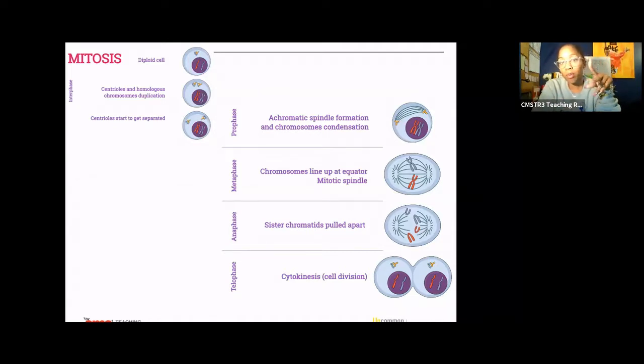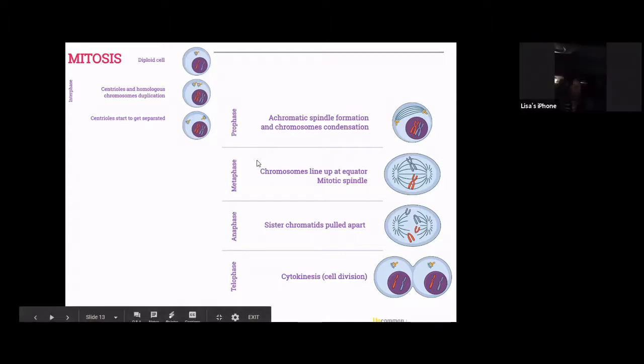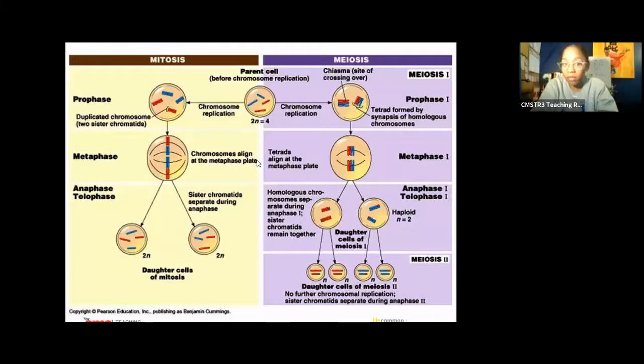Now, when we talk about prophase, metaphase, anaphase, telophase, the only difference really between mitosis and meiosis is that this whole PMAT thing is going to happen twice in meiosis. So if I look at them side by side, on the left I have mitosis going through the stages we just talked about. Prophase, metaphase, everything lines up. Anaphase, they get pulled apart. In telophase, we have 2 separate cells.